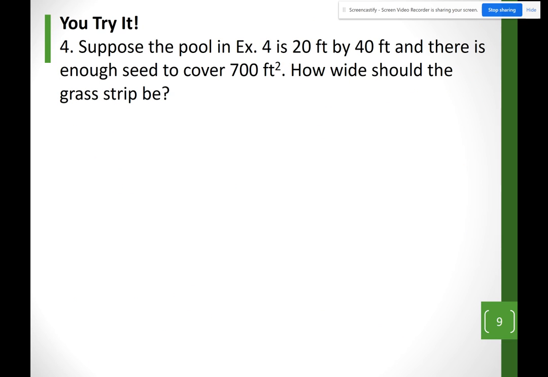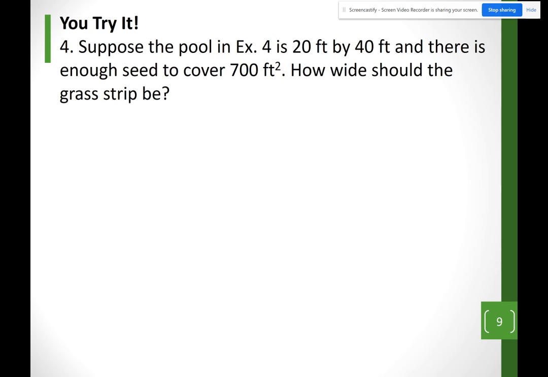Now you try one, but in this case, your pool is going to be 20 by 40. Remember, mine was 20 by 30. Yours is 20 by 40. And in my case, I had the seed that I had to cover was 336. In your case, you have enough seed to cover 700 feet square.